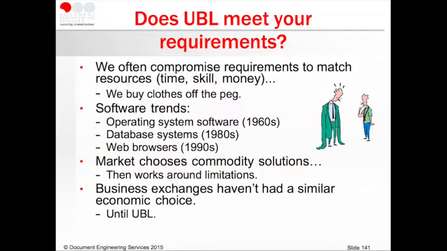There was a time when everybody thought they had to have their own operating system, a time when everybody thought they had to have their own database, and a time when everyone thought they needed to have their own browsers. And we've gradually rationalized into a smaller number of those things. And that's because the market chooses commodities that best meet their requirement and work around its limitations. Accounting software is another case in point. We change our practice to meet the software that we have. We don't force the software to do things because we do it that way.